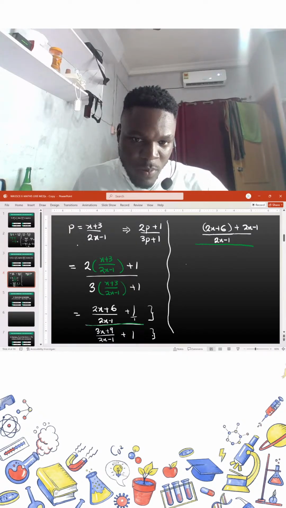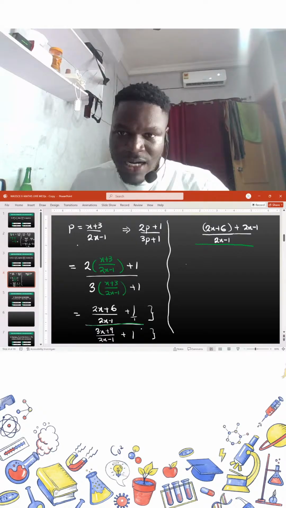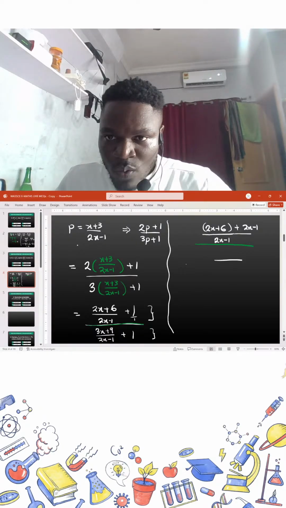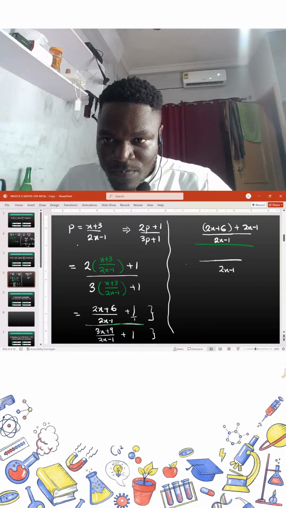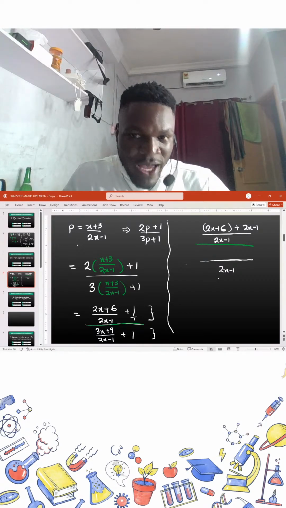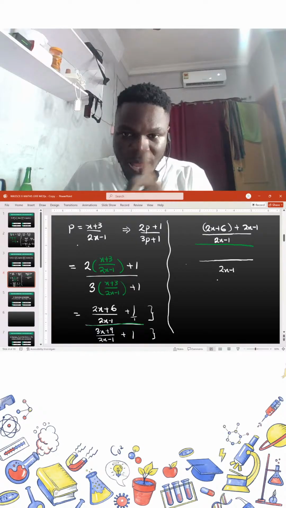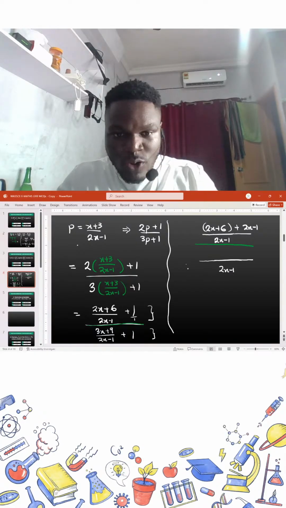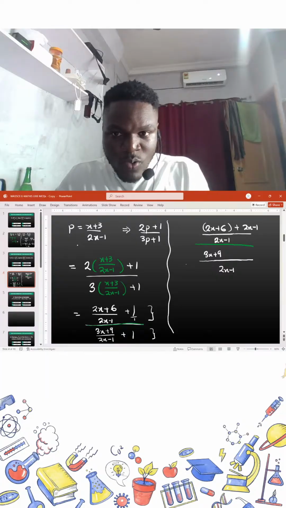Now let's move to the bottom. We have to do the exact same thing at the bottom. So at the bottom too, we'll have 2x minus 1 as our LCM. Are we okay? The 2x minus 1 over here will enter itself once. That 1 multiplied by what we have at the top, which is 3x plus 9. So we'll have 3x plus 9 at the top.